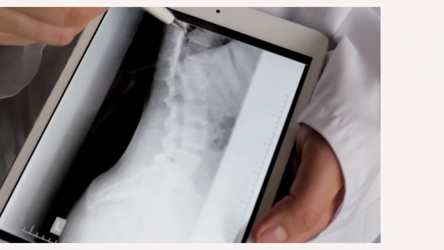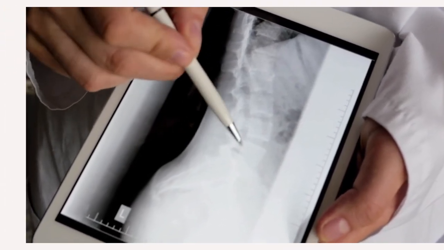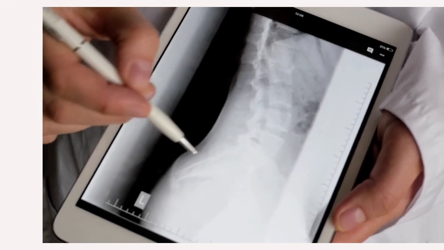Now that you have learned how to properly do a physical examination of the spine, all that is left now is to apply it to an actual patient. Always remember that a thorough physical exam and an in-depth history is vital to diagnosing spine conditions.